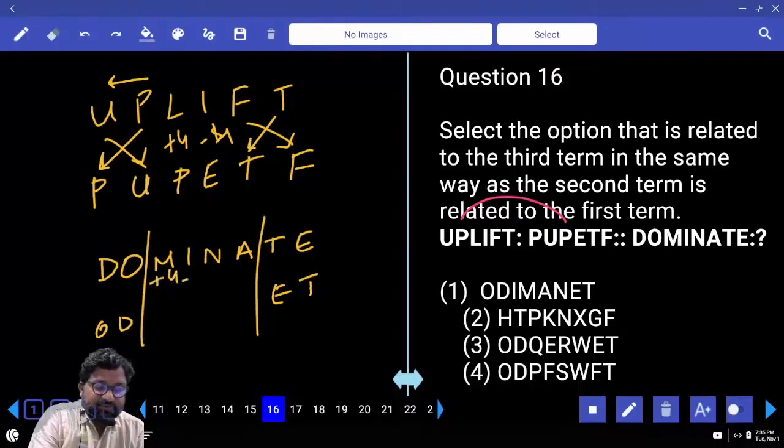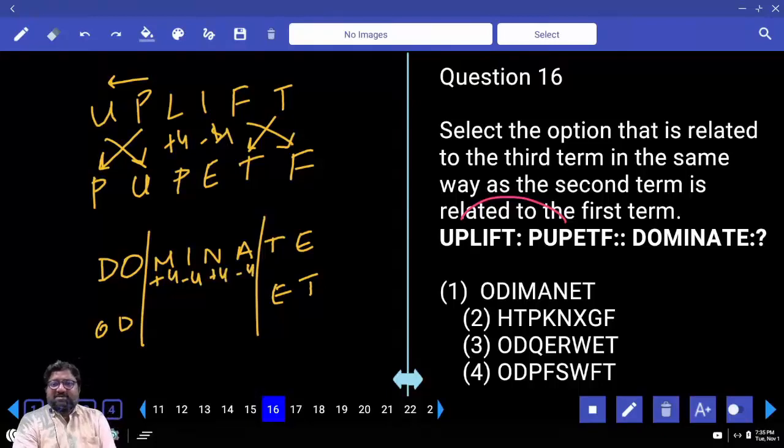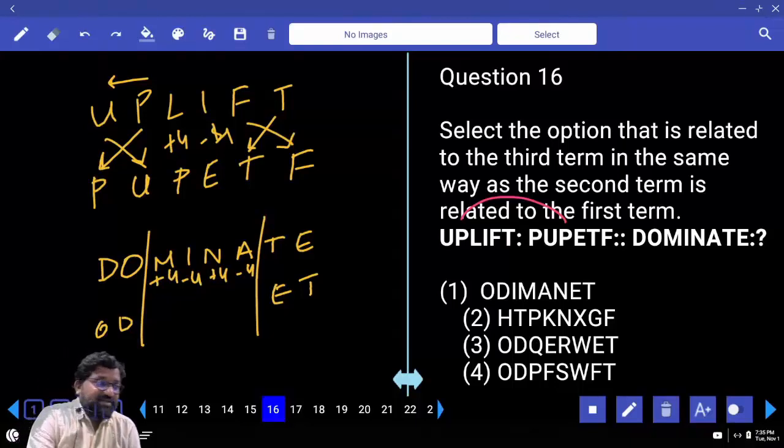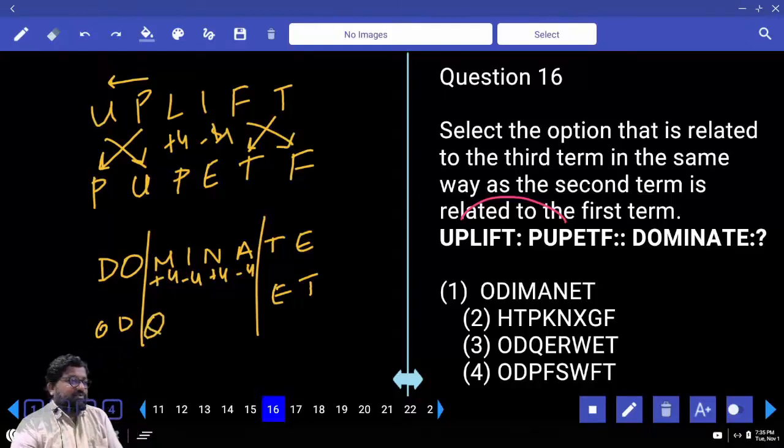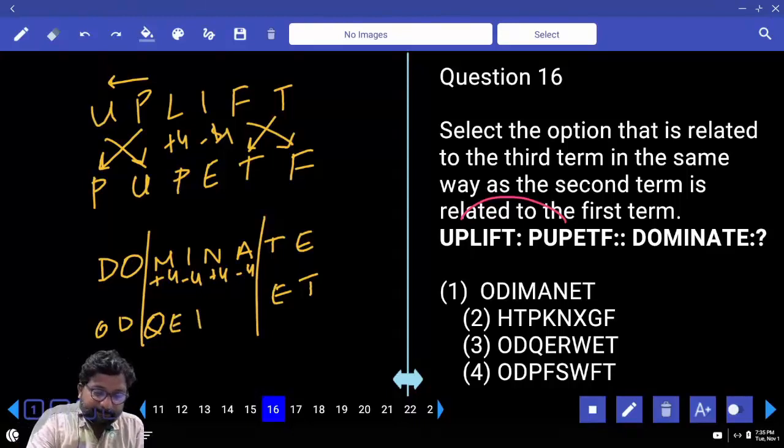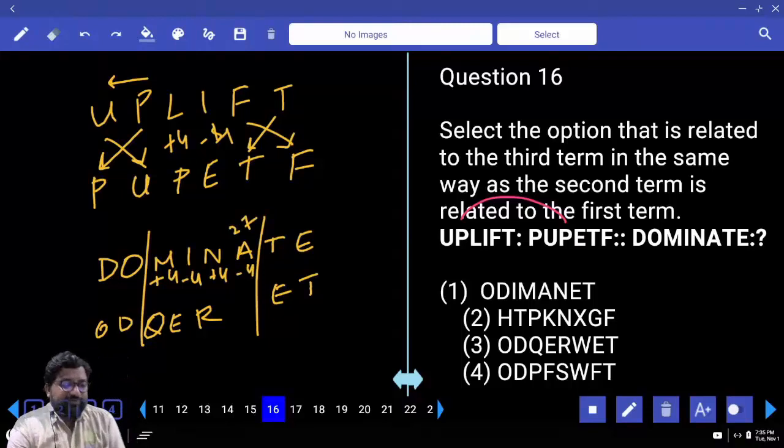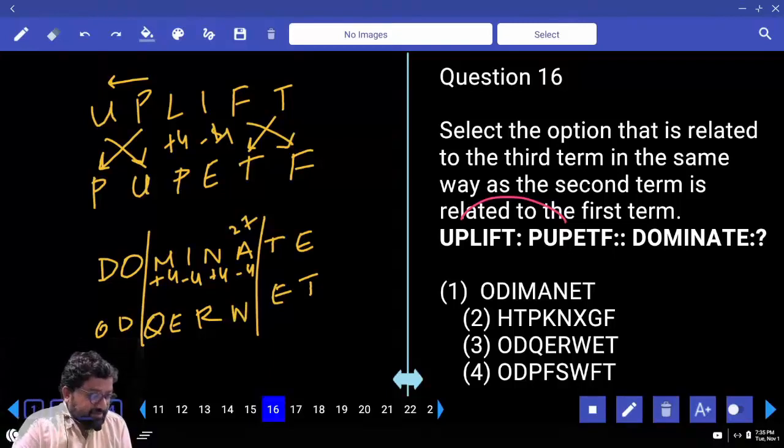Maybe +4, -4, +4, minus. I'm not sure, am I sure? But let me try, what is there to lose? 13 + 4 is 17. 9 - 4 is 5, E. 14 + 4 is 18, R. 1 - 4 is not possible, I'll consider this as 27. 27 - 4 is 23, W. ODQERWET. Do I have it in the options? Which option? Done?